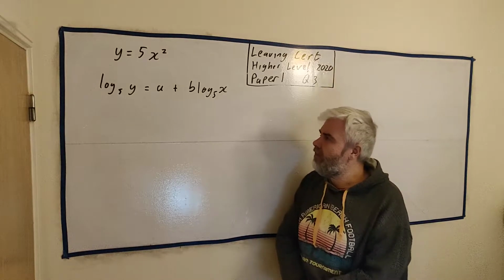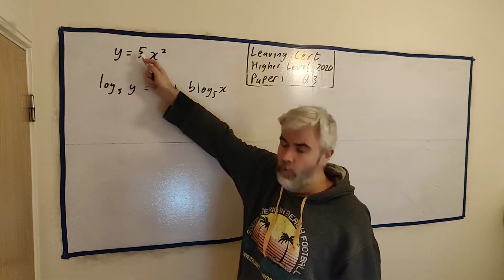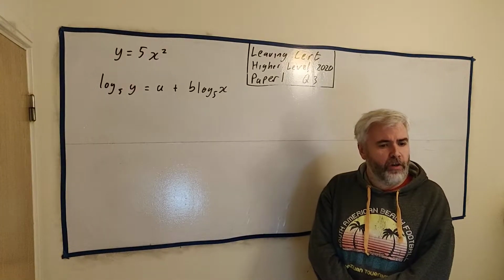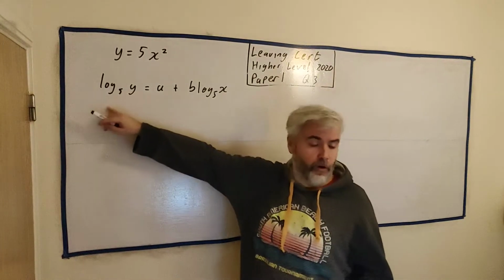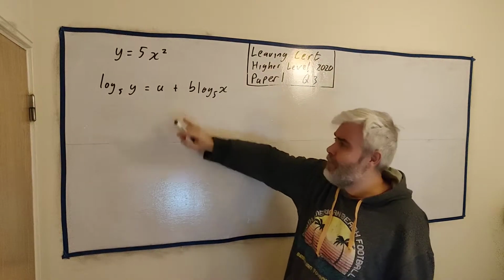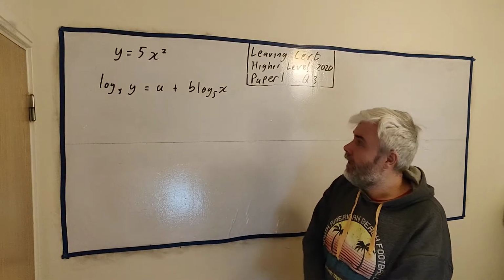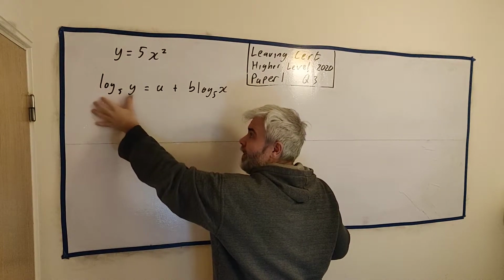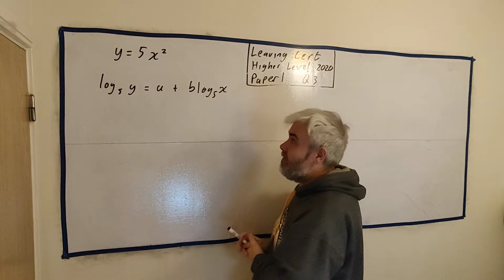In part B, they give us this function here, y is equal to 5x squared. And they ask us to show that it can be rewritten in this form here, where we don't know what a and b are. To do that, y is over here, and also log to the base 5 of y is over here. So that should be quite easy to get.